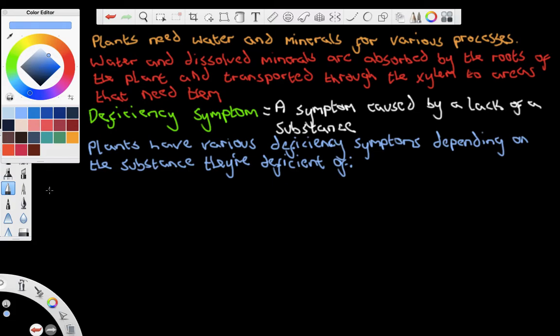Okay, and we're going to talk about some different substances that plants can be deficient of. So the first one, and perhaps the most obvious one, is water. Okay, all plants need water. Now they're needed to fill up the vacuoles of each cell and to give strength to the plant. So water fills the vacuole of plant cells, providing structural support.